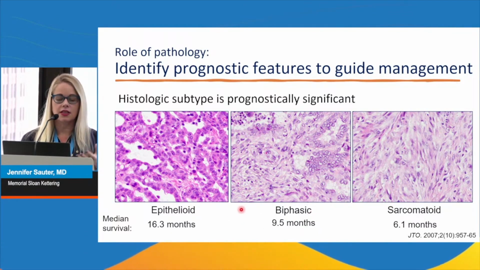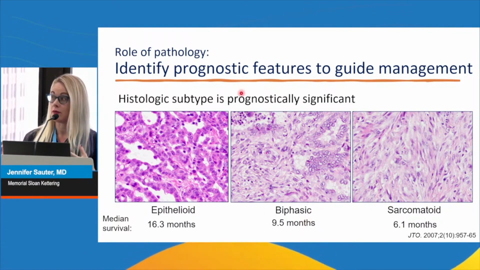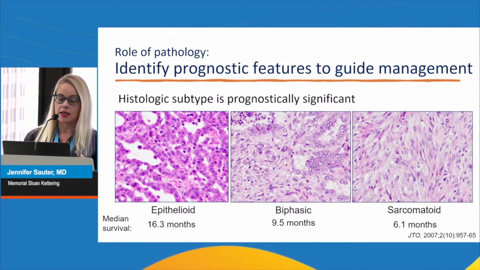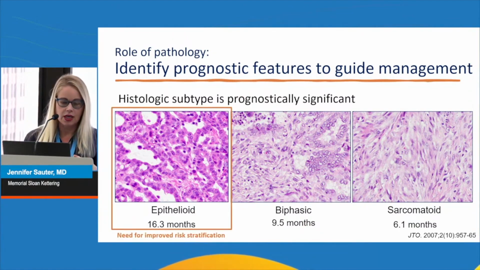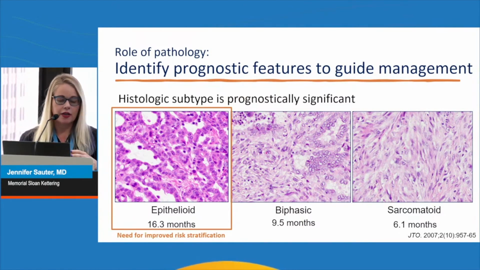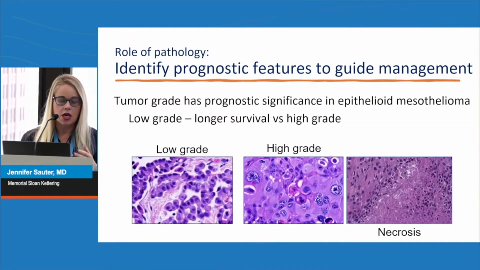So when the pathologist gives a report and gives the histologic subtype, it might be helpful in getting patients to the right treatment. Within the epithelioid group, there is a broad range of survival. So in recent years, we've identified ways to improve risk stratification of these specific tumors. One is tumor grade. So tumor grade has prognostic significance in epithelioid mesothelioma. Tumors with low grade are associated with longer survival compared to tumors with high grade and or the presence of necrosis. Necrosis just means dead cells, and we can see that on morphology.